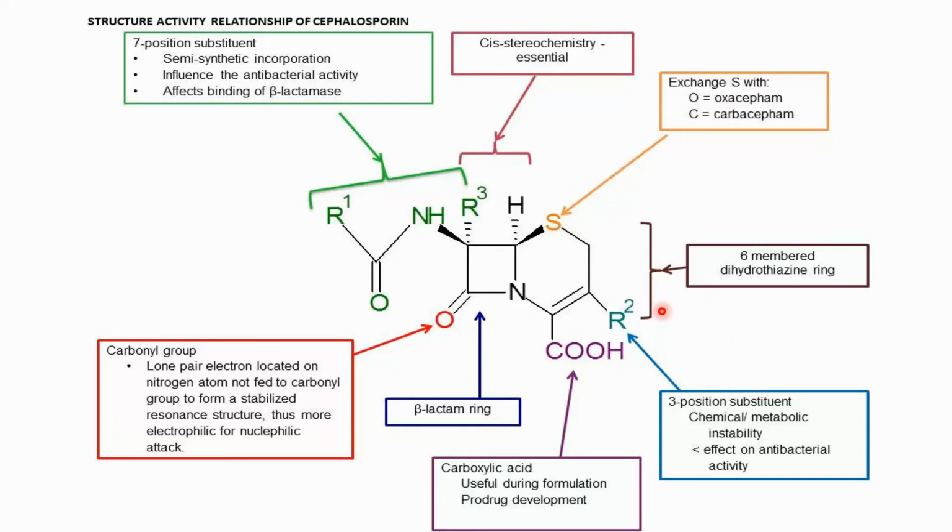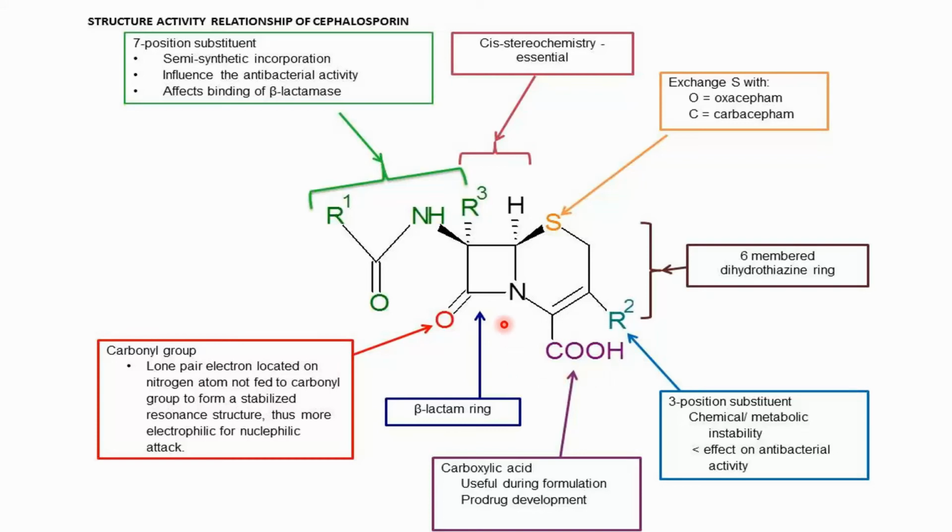Then next is the 6-member thiazolidine ring, which is compulsory for antibacterial activity. Here R2 is the third position, which is responsible mainly for chemical stability and it will affect the antibacterial activity. Then here the carboxylic group is very useful in drug formulation and pro-drug development. So if this COOH group is there, as we have already discussed in SAR, esterification will lead to improvement in the pharmacokinetic parameters of the drug.